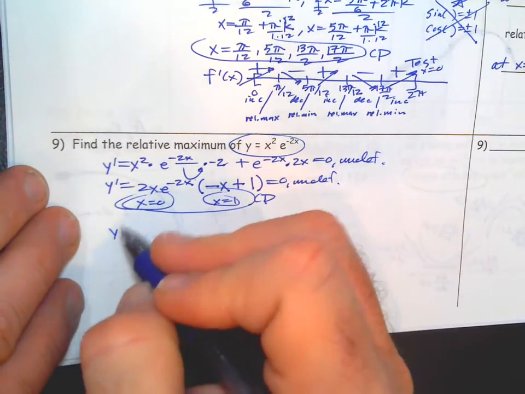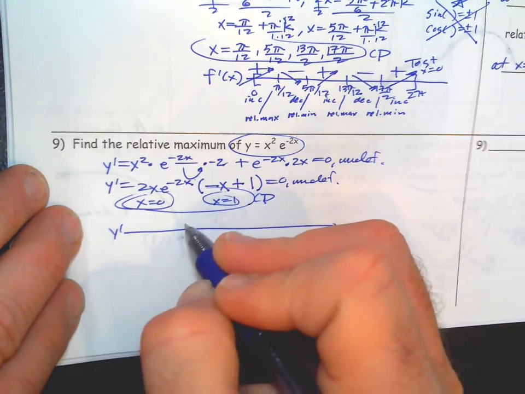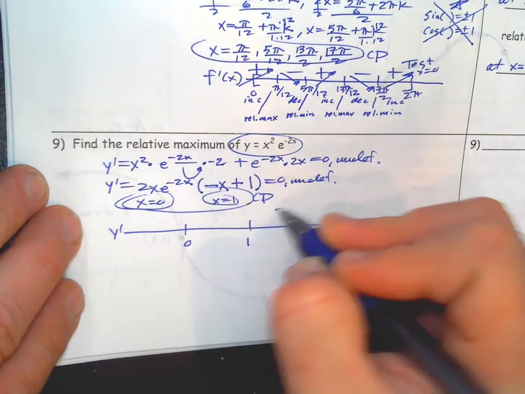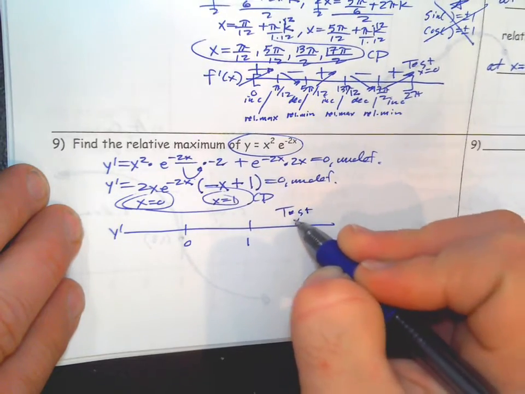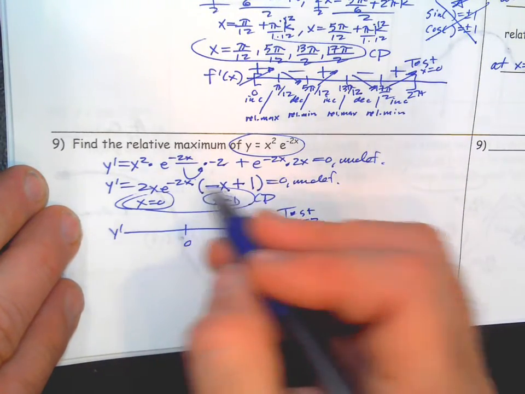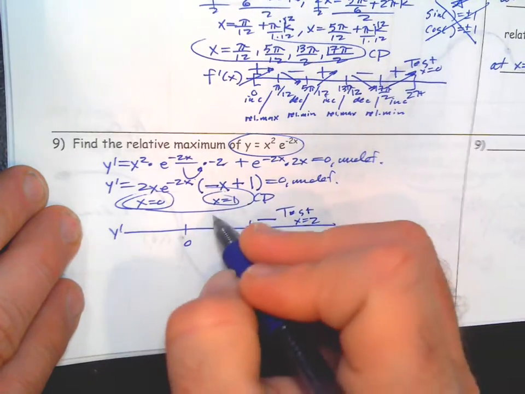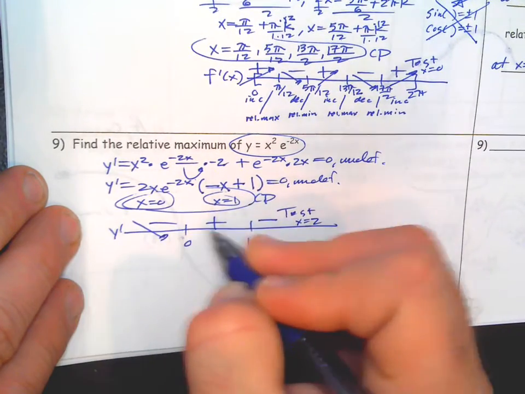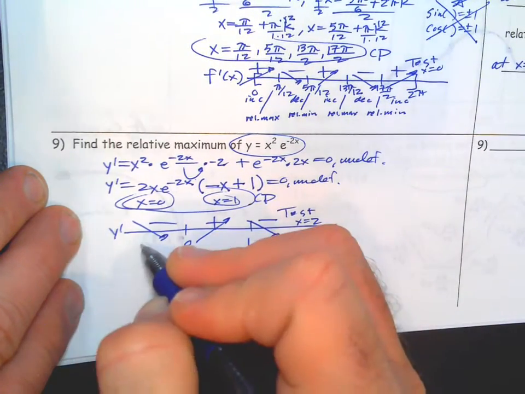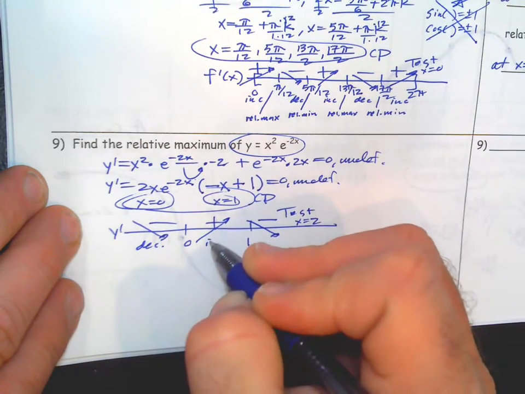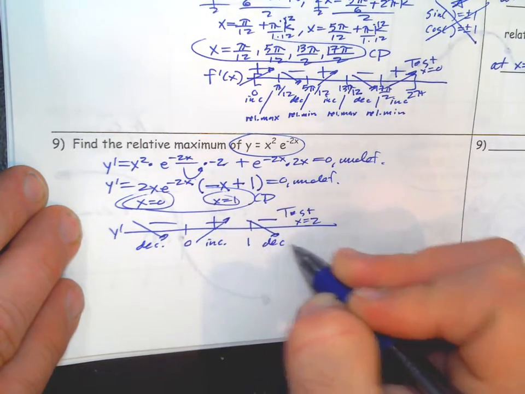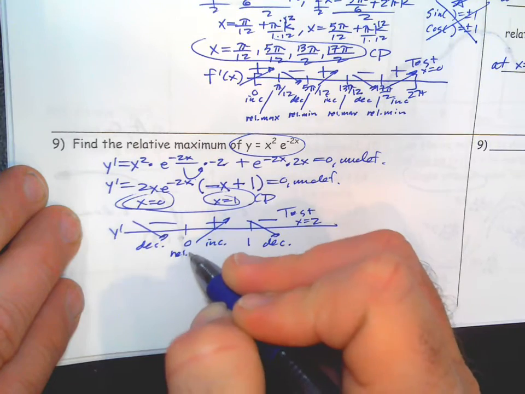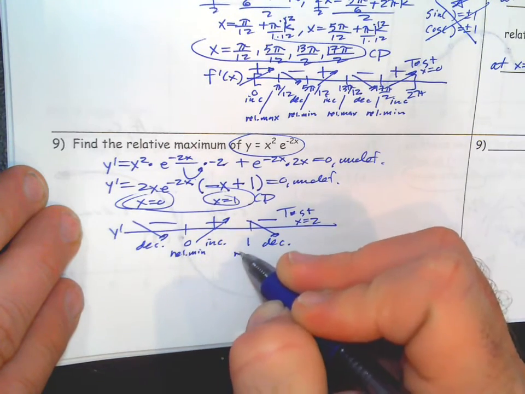We're going to do a line check. We're going to put them in order left to right. We're going to test the value. X equals 2. Positive, it's going to be negative, positive, negative, decreasing, increasing, decreasing. This is a relative min, and this is a relative max.